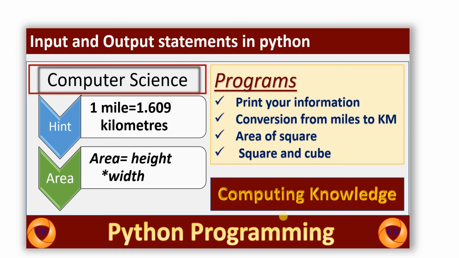Bismillahirrahmanirrahim. In this video session, we will write programs about how you will print your information on the output screen, the conversion from miles to kilometers, how you will print the area of a square, and how you will calculate the square and cube of a given number.